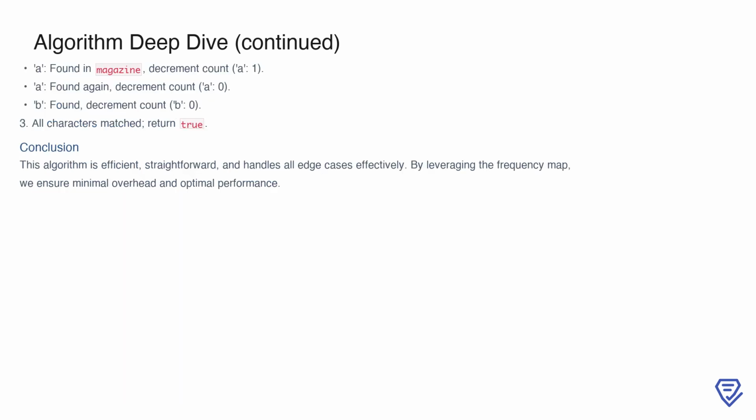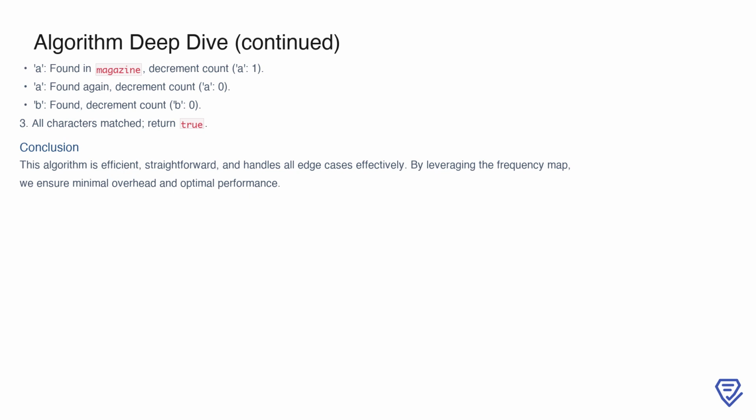Let's go through an example to see the algorithm in action. Suppose ransom note is "bob" and magazine is "bab". First, we count the characters in magazine, resulting in the frequency map {b: 2, a: 1}. Next, we process the characters in ransom note.